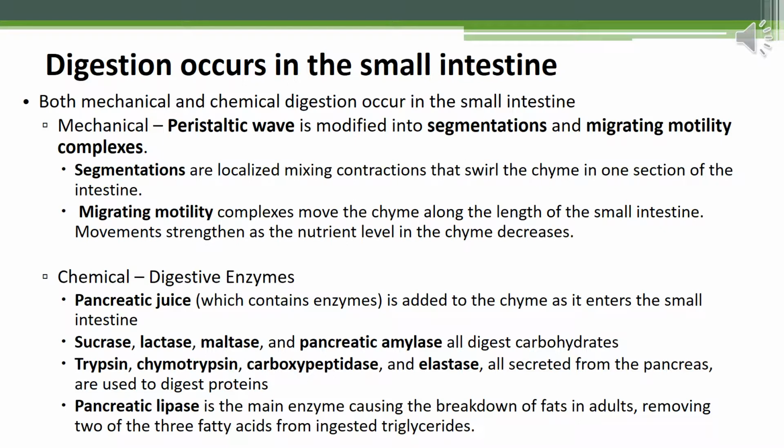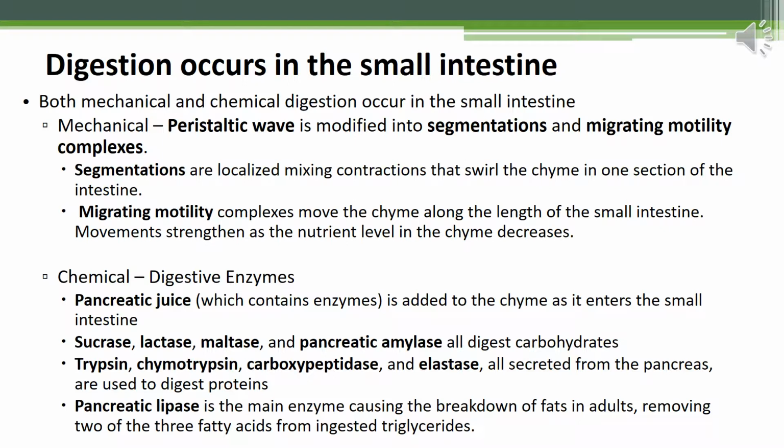Segmentations are localized mixing contractions, which swirl the chyme just in one section of the intestine, whereas migrating motility complexes are what move the chyme along the length of the small intestine. And these movements strengthen as the nutrient level in the chyme decreases. So segmentations cause swirling, and migrating motility complexes just push the chyme along the length of the small intestine.